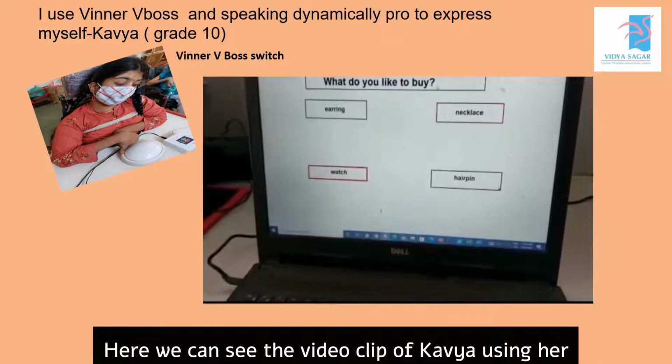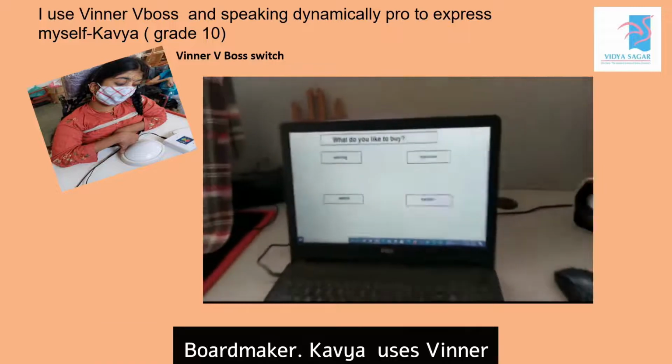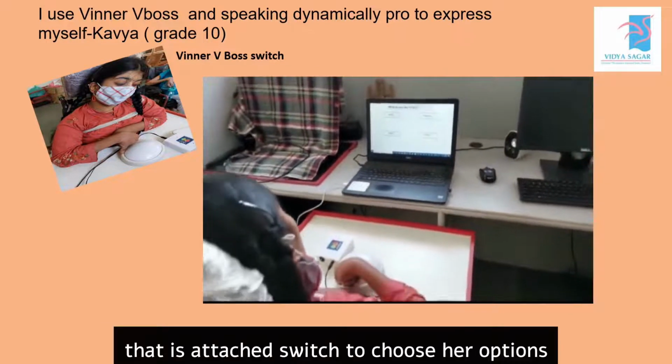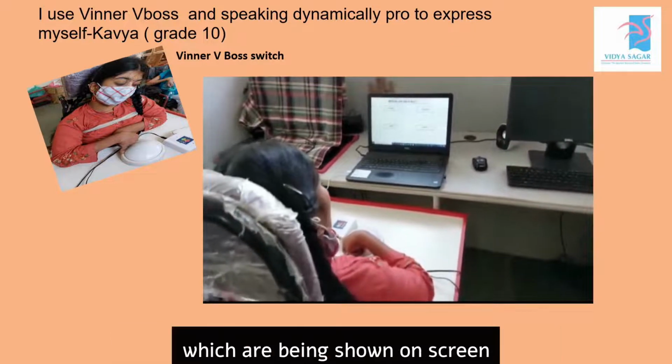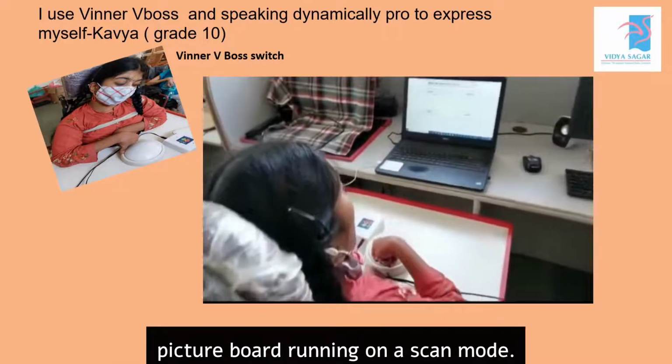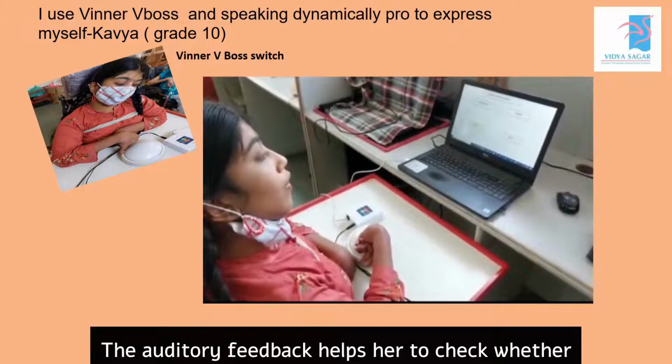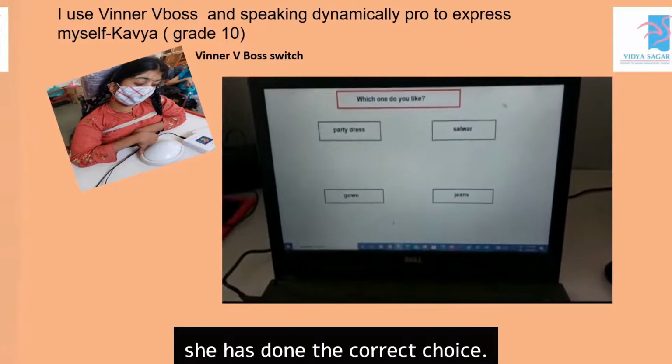Here we can see the video clip of Kavya using her board maker. Kavya uses Winner VBoss, that is a touch switch, to choose her options, which are being shown on screen picture board running on a scan mode. The auditory feedback helps her to check whether she has made the correct choice.